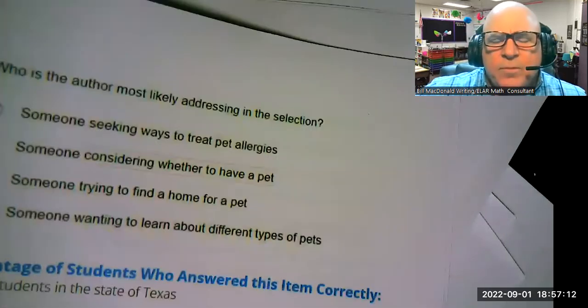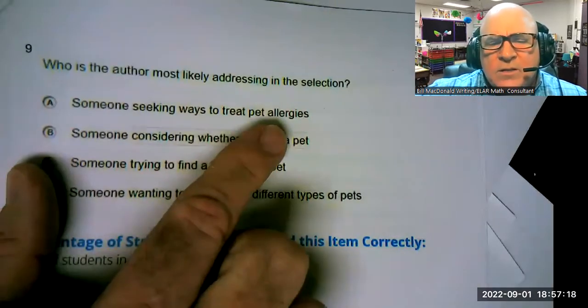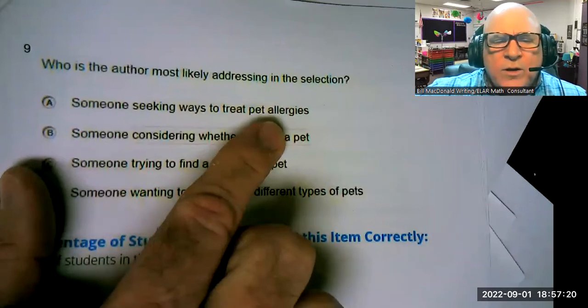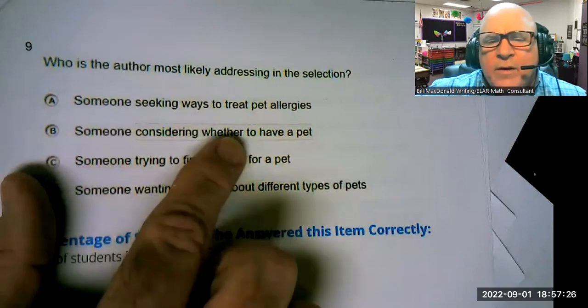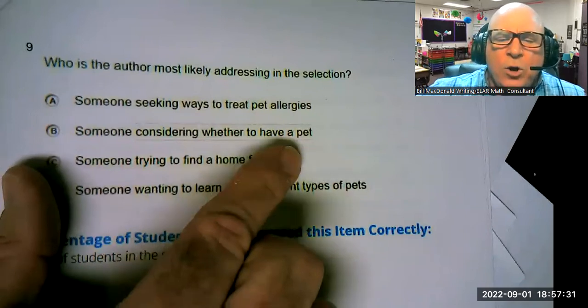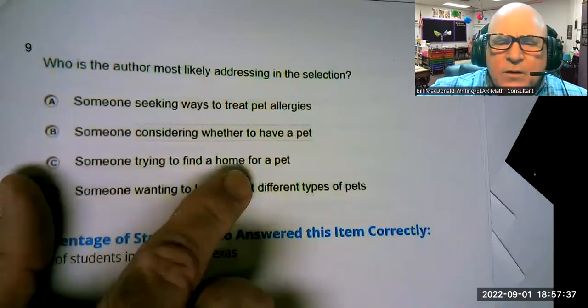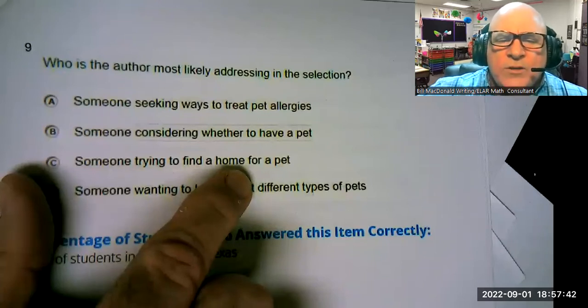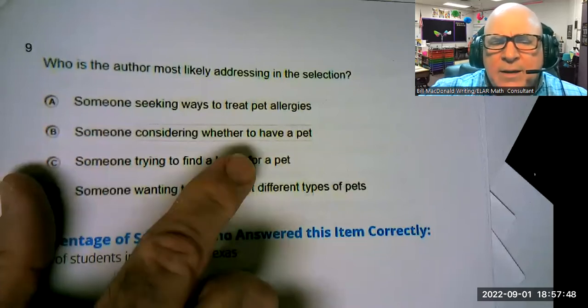So then you look at the answer: someone seeking ways to treat pet allergies. That was only about one section, about sickness. Someone considering whether to have a pet? Well, if I'm going to have a pet, what are the benefits of having a pet? And that was there, so that could work. Someone trying to find a home? Since those were not places to take pets, those were reasons we should get one, the good things that happen when you have a pet, it's more B than C.